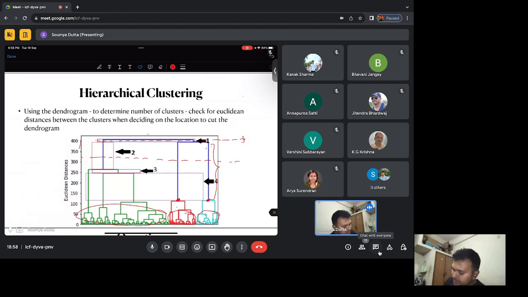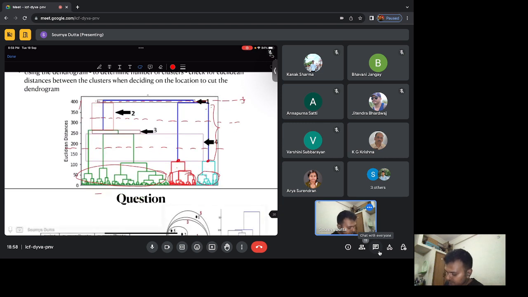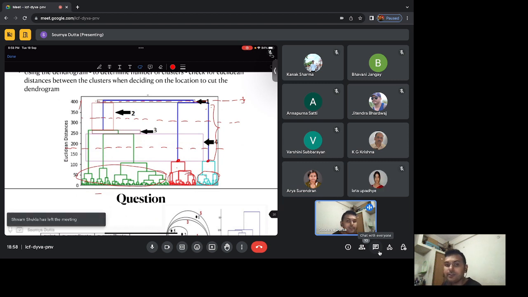That is one possibility. The other possibility is if you cut it at 4, that is also okay, that is not bad. But the best way, of course, as has been shown in this diagram also, would be putting it into the green blocks, the blue blocks and the red blocks. So that is the utility of a dendrogram.